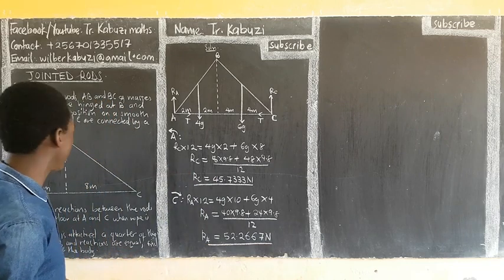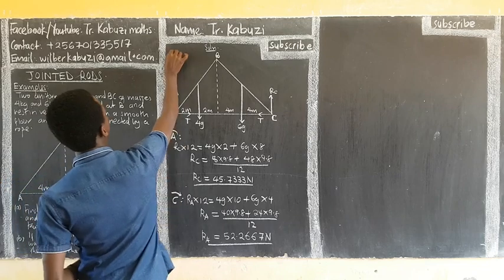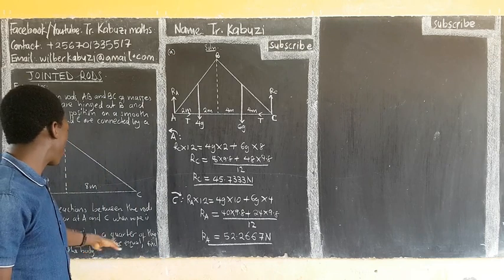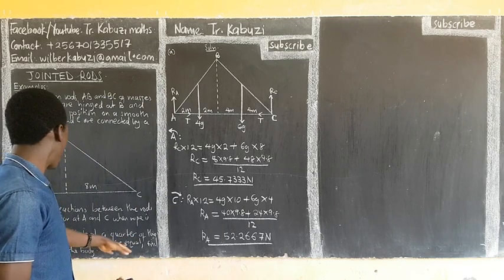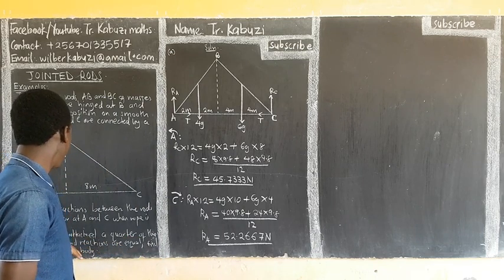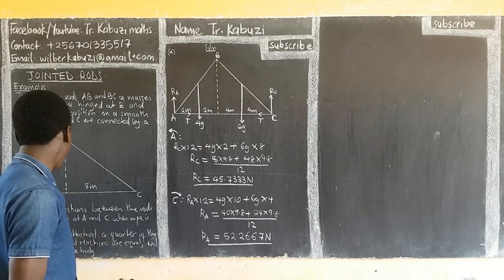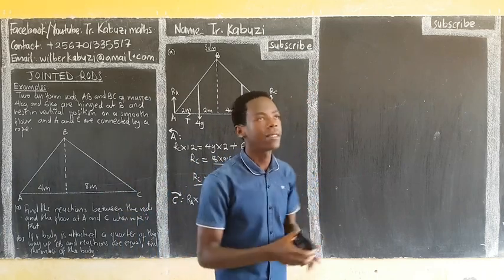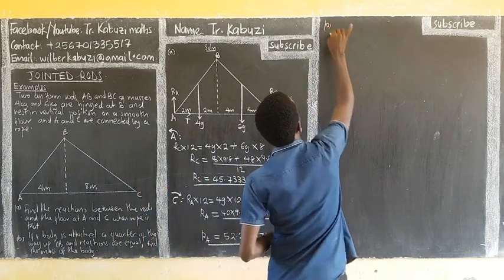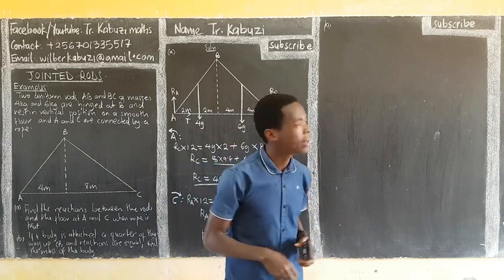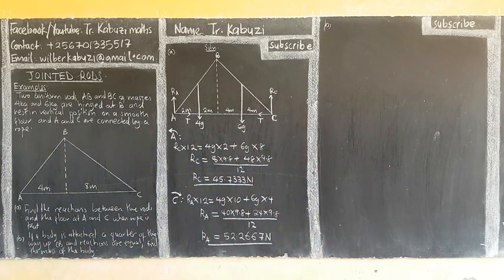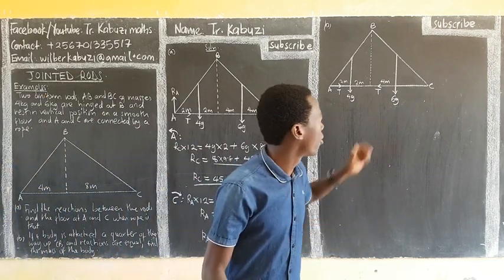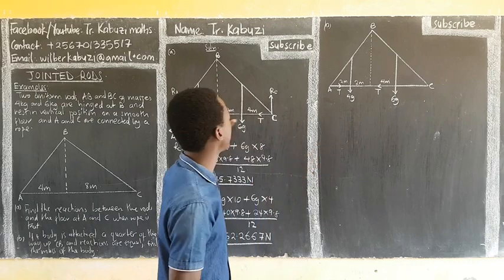Then part B. They're telling us that if a body is attached a quarter of the way up CB, and the reactions are equal, find the mass of the body attached. So I'm going to draw another diagram here for that part B. Okay, so now I'm done with drawing that diagram.